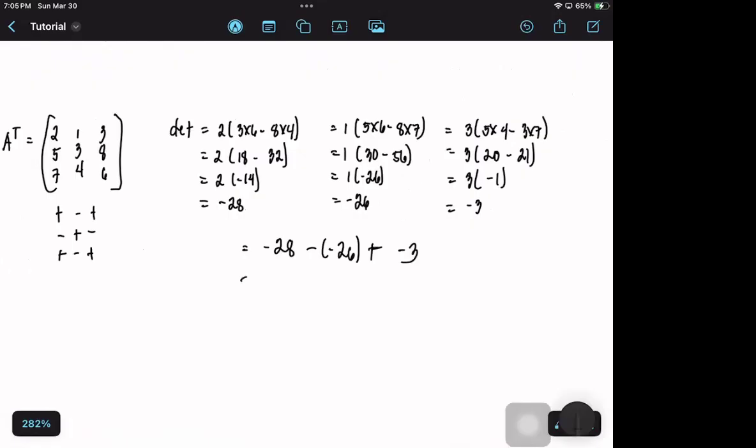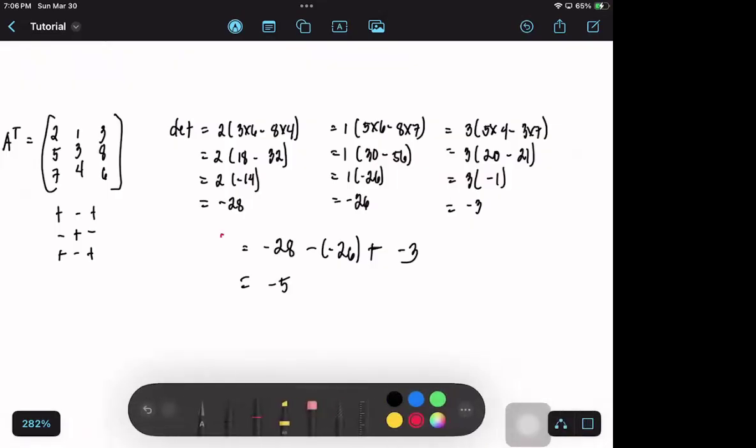So what happens by calculating: negative 28 minus negative 26 becomes positive, then plus the negative 3, it becomes negative 5. It is the same as what we had earlier. No, it's not the basis, it is the determinant.